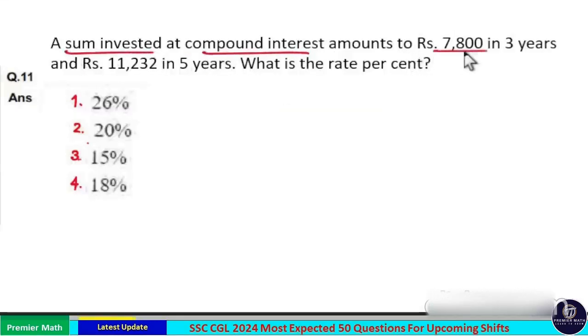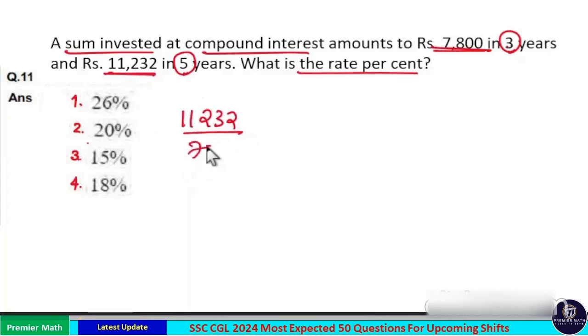A sum invested at compound interest amounts to rupees 7,800 in 3 years and rupees 11,232 in 5 years. What is the rate percentage? Here the difference between 5 years and 3 years is 2 years. In that case, take the ratio of the 5 year sum and the 3 year sum. That is the ratio of 11,232 divided by 7,800.